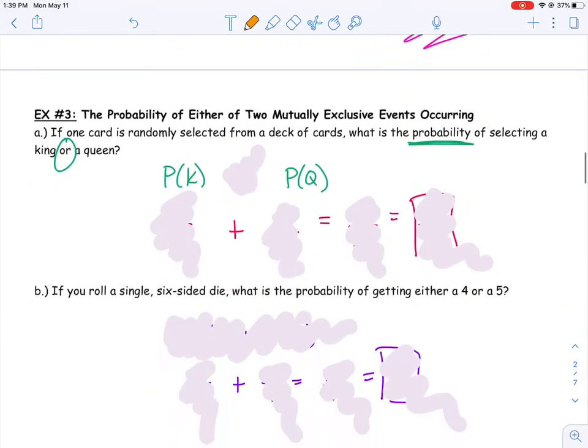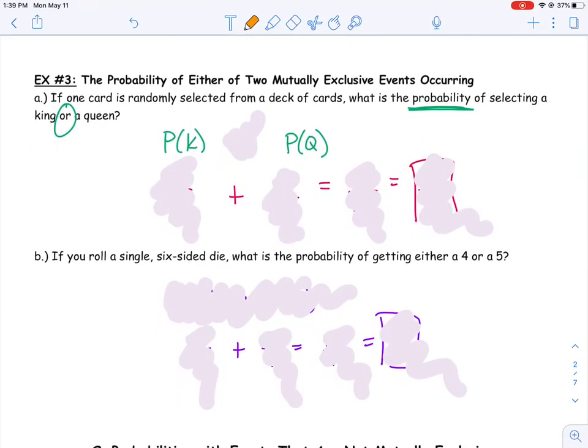Let me show you an example. Example number 3 says, if one card is randomly selected from a deck of cards, what is the probability of selecting a king or a queen? So I see a few different keywords here. The first one, probability. Remember, probability is what you want out of the total. And we want to figure out the probability of getting a king or a queen. So another keyword is or. And so now I know, as soon as I see that word or, I'm going to add the two probabilities together. So let's first figure out the probability of getting a king, then figure out the probability of getting a queen, and then add them together.